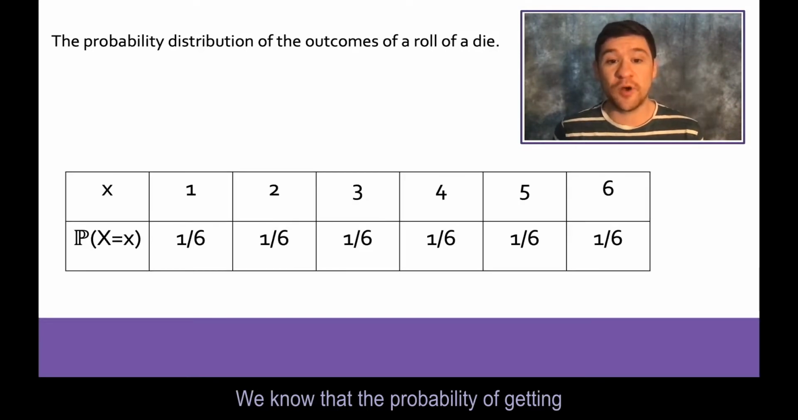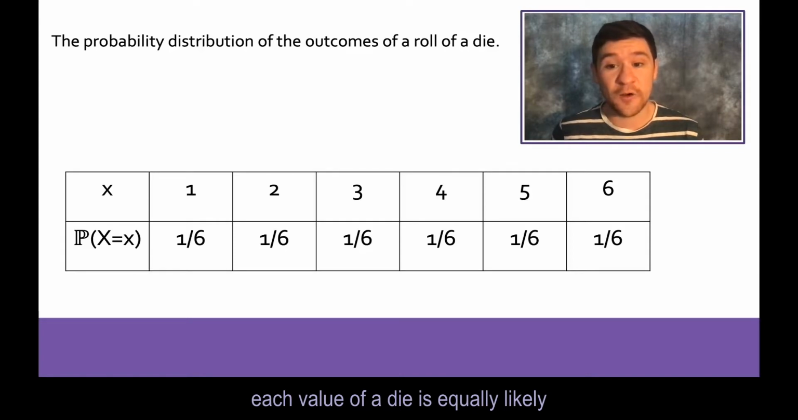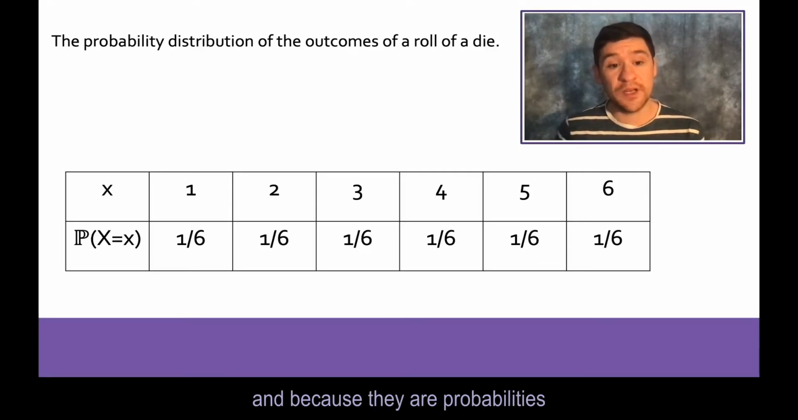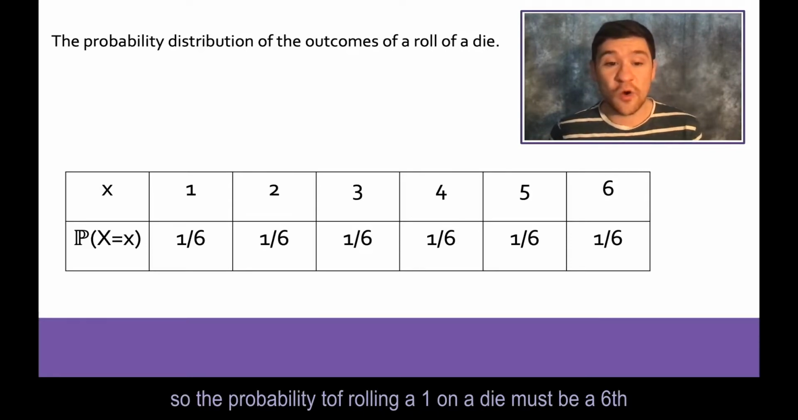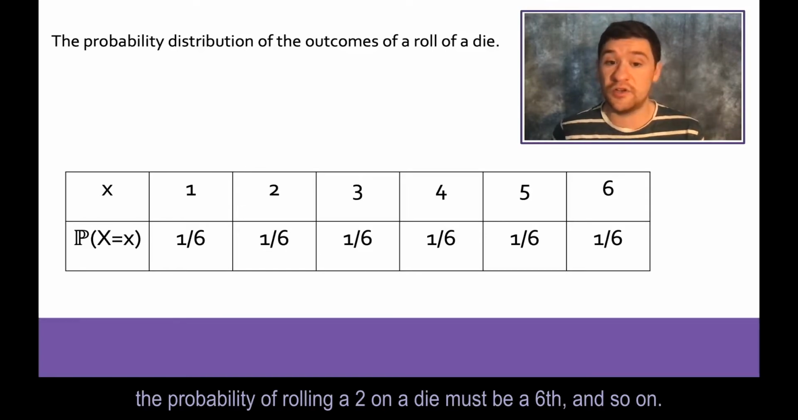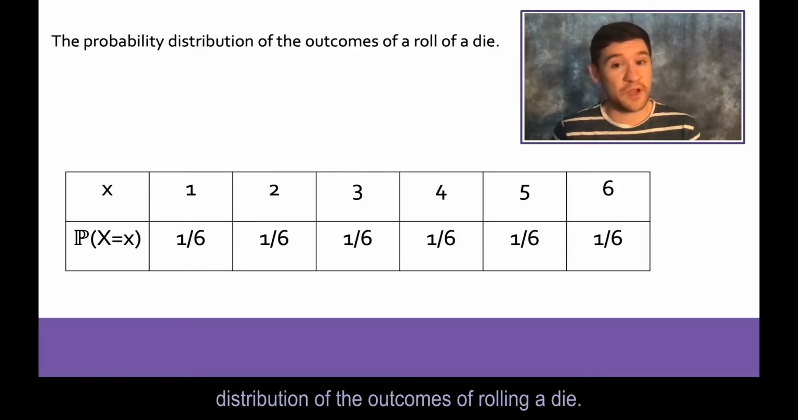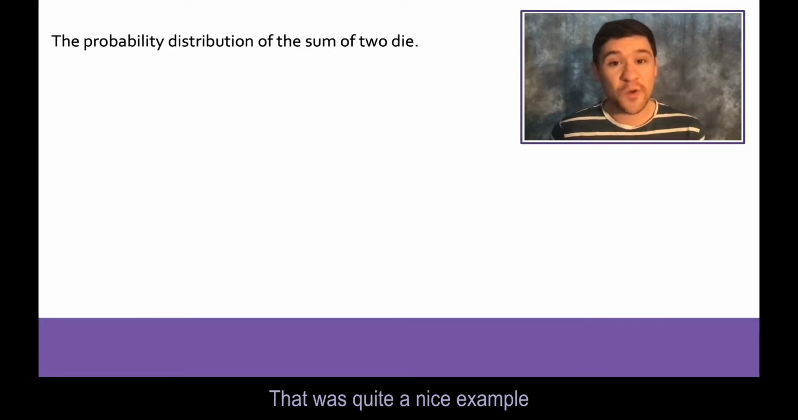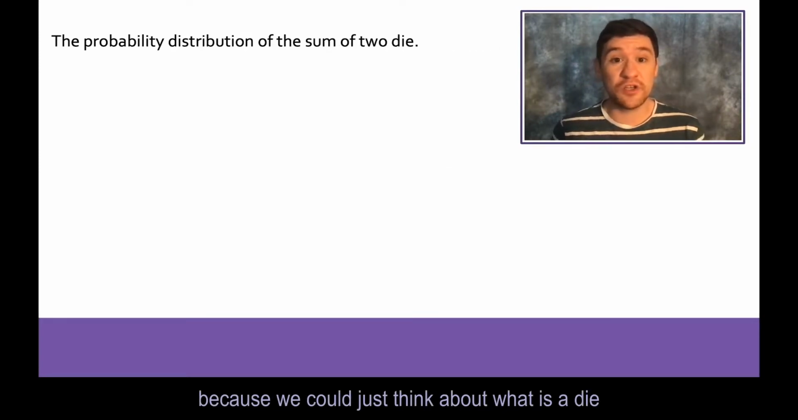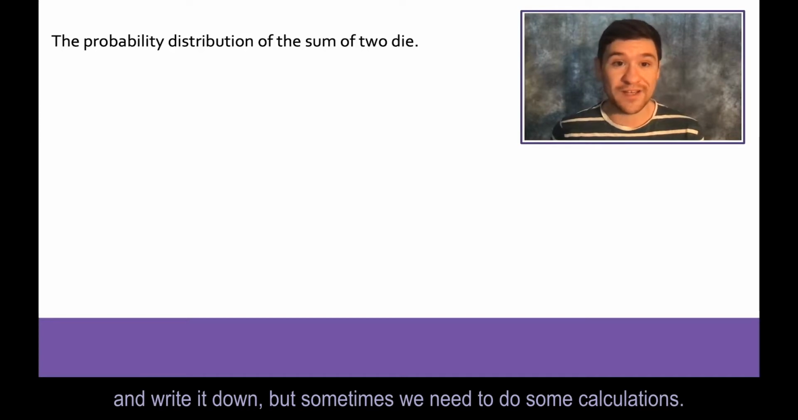We know that the probability of getting each value of a die is equally likely. 1 to 6 are all equally likely. And because they're probabilities, they all need to add to 1. So the probability of rolling a 1 on a die must be a sixth. The probability of rolling a 2 on a die must be a sixth, and so on. And this is how we would write the probability distribution of the outcomes of rolling a die. That was quite a nice example because we could just think about what is a die and write it down, but sometimes we need to do some calculations.